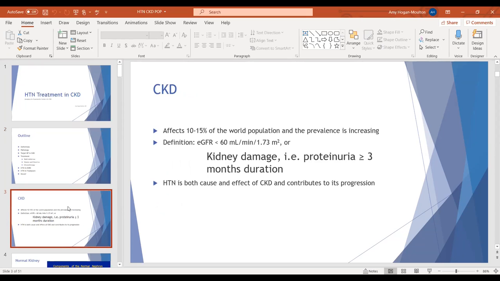So chronic kidney disease itself is pretty common, not as common as the cardiac disease, but it affects about 10 to 15% of the world's population. And as we age and as our population is becoming more obese, more diabetic, it's just increasing. The definition is an estimated GFR less than 60 or proteinuria that's persistent for more than 3 months, which are not new or complex conversations.